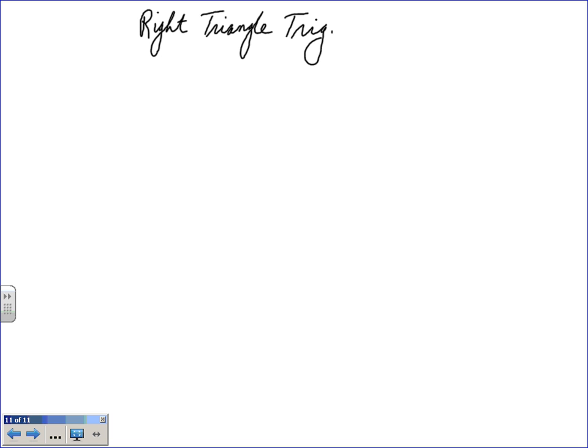Triangle trig. And while I'm thinking about it, the first thing I want you to do, go to your calculator right now and go to your mode and make sure that your calculator is in degrees.